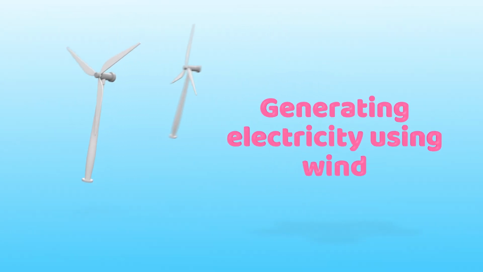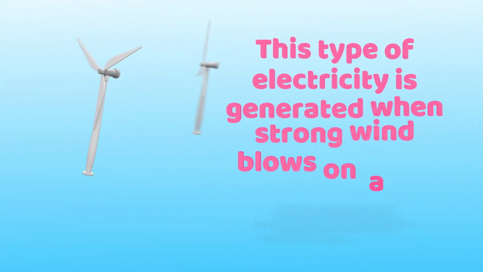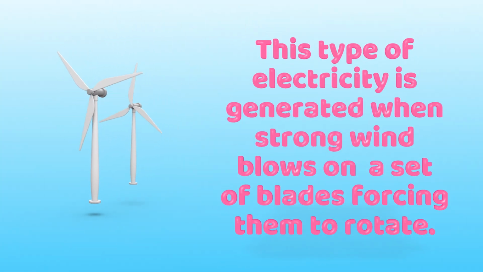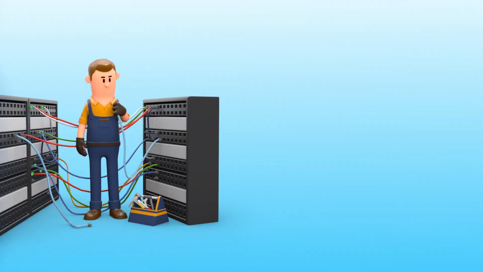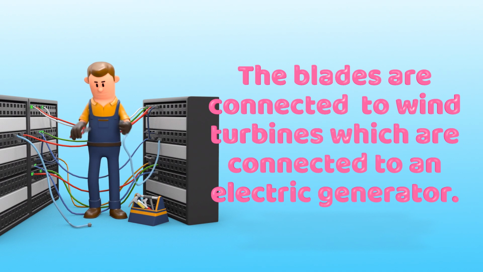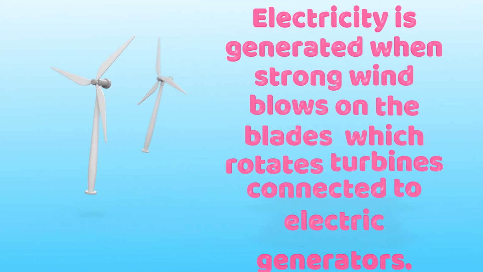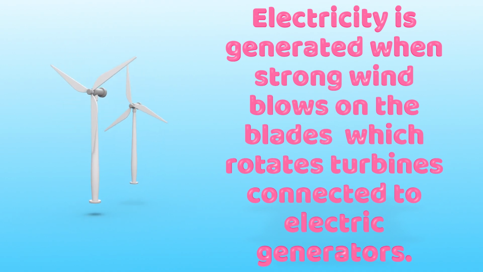Thirdly, let's look at how we can generate electricity using wind. This type of electricity is generated when strong wind blows on a set of blades, forcing them to rotate. The blades are connected to wind turbines, which are connected to an electric generator. Electricity is generated when strong wind blows on the blades, which rotate turbines connected to the electric generators.